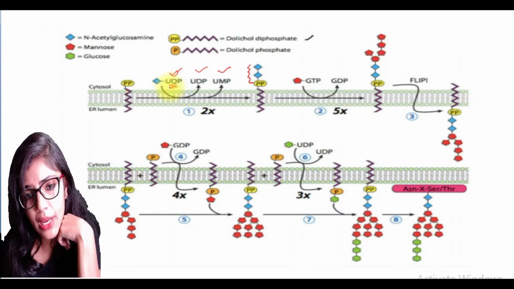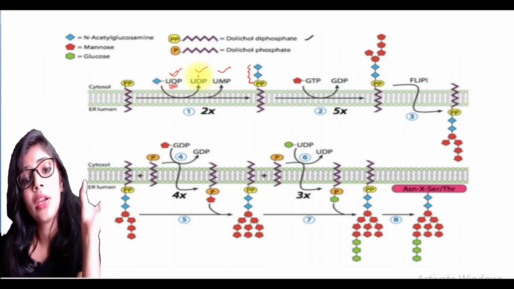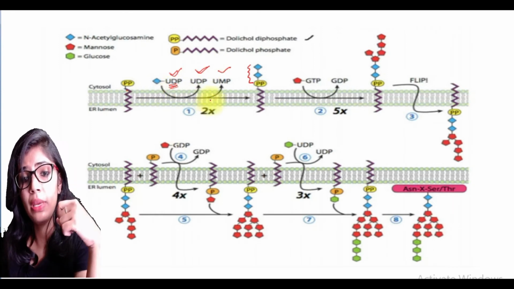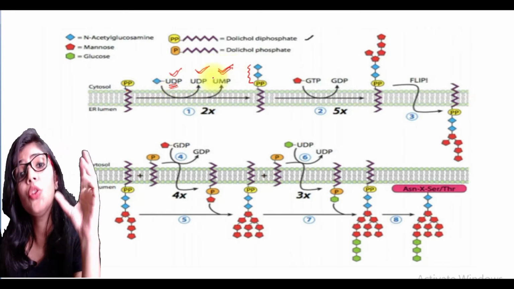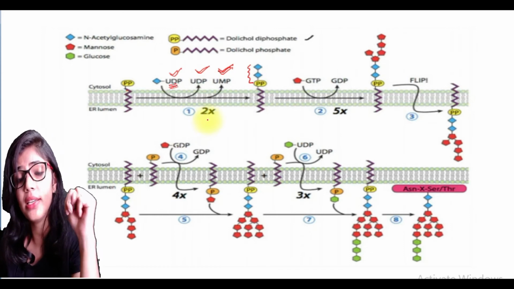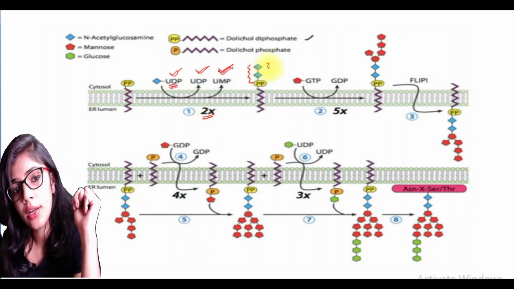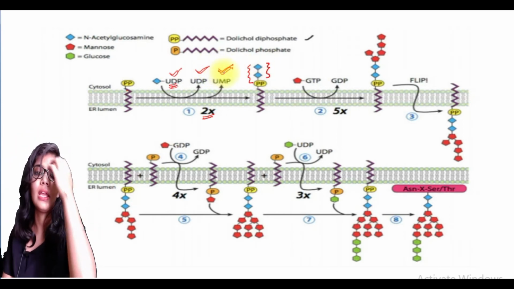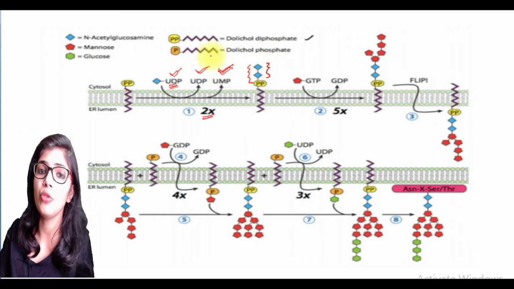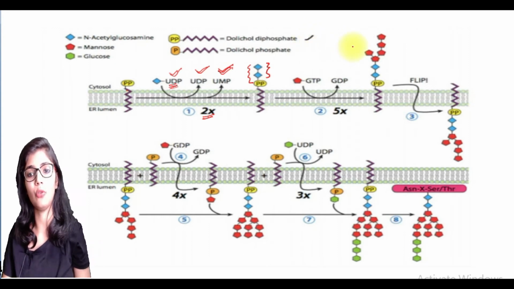Here one UDP is giving UDP and another UDP is giving UMP. So this process takes place 2 times. That is the reason we have written here that it is 2x. Here we got 2 N-acetylglucosamine. In the next step, we will see how the mannose is given over here.